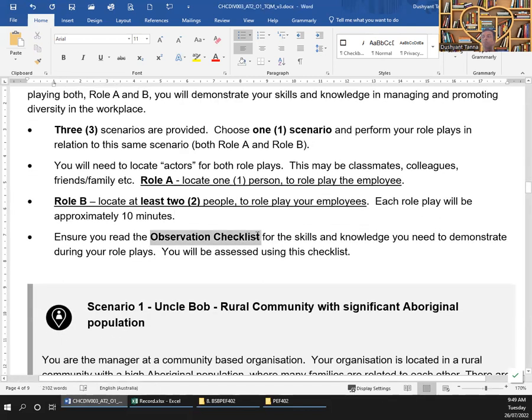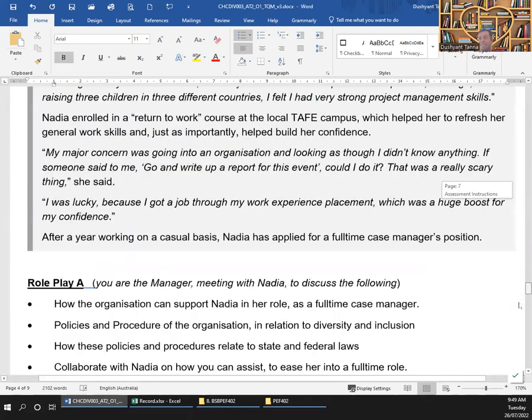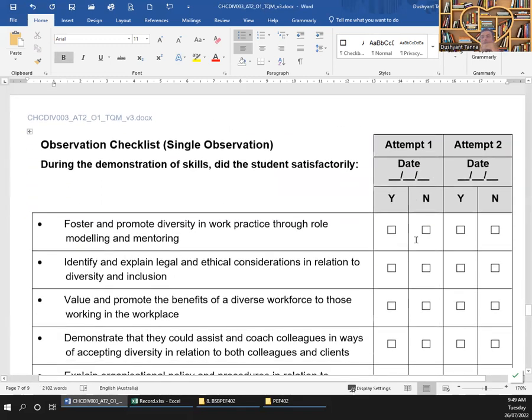Ensure you read the observation checklist. Now, what is this? When I mark your work, I look at this checklist. I'll tell you quickly what it is. That's here. During the demonstration of skill, did the student satisfactorily do? I will mark when I'm doing it. That's my copy. I won't have to share it with you.